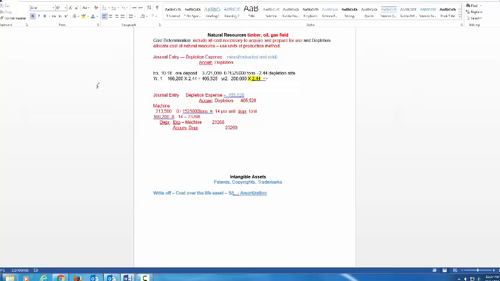And so our journal entry is similar. Our journal entry is similar in that we debit amortization expense and we credit accumulated amortization. So that would be our journal entry.